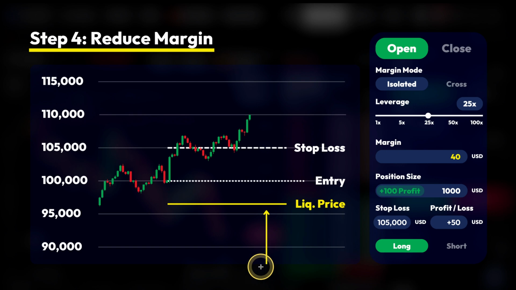One thing we also notice is that our liquidation price, of course, now increases to around about $96,000 to $97,000. But in this case, it doesn't concern us because we've secured ourselves with a stop loss in profit anyways.